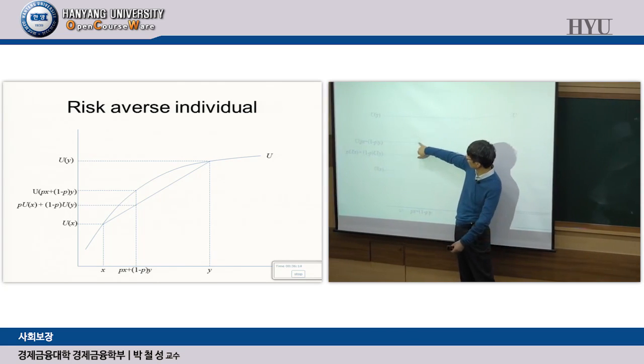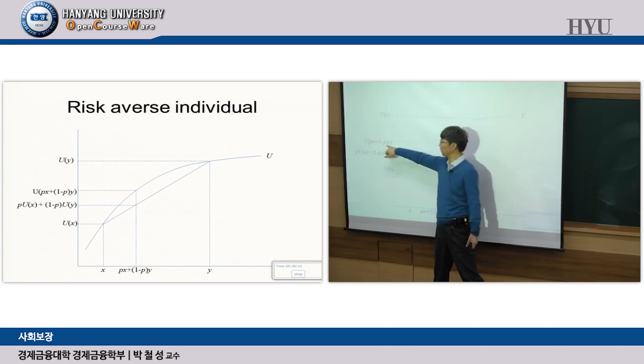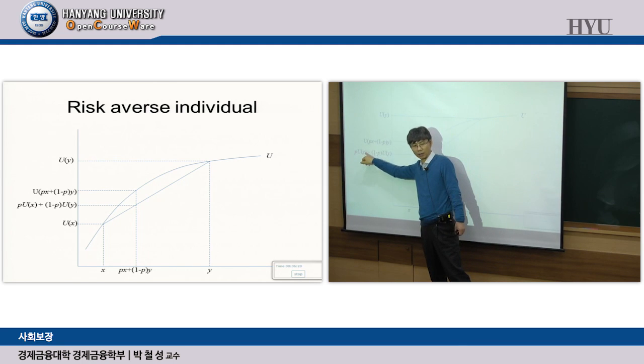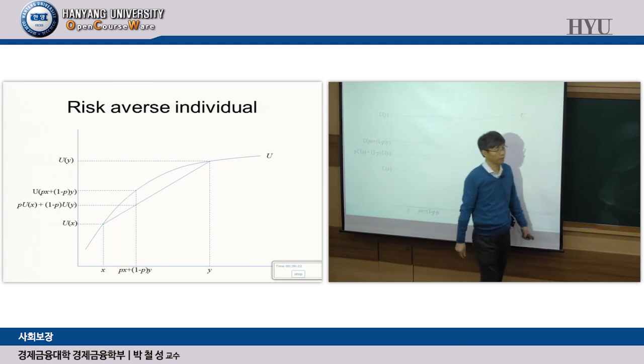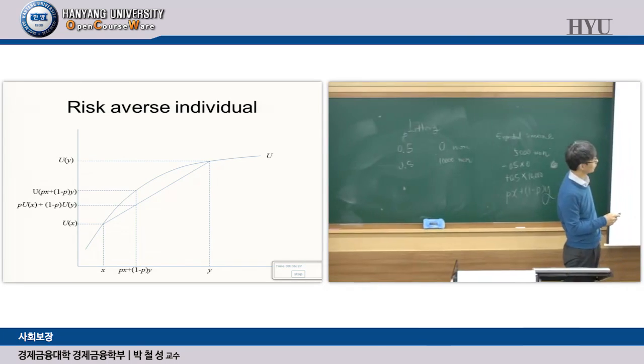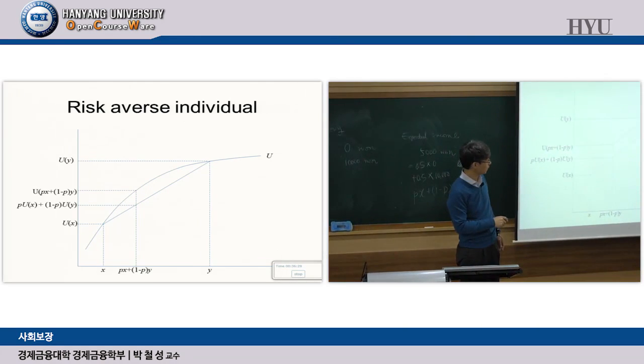So what does it tell us? It tells us that the utility of the sure thing is greater than the expected utility of the lottery. So this is a typical risk-averse individual. Okay? So a risk-averse individual, when you have a diagram, has a utility function with diminishing marginal utility. So this is the standard individual utility function, which means that in economics, quite often we assume individuals are risk-averse.